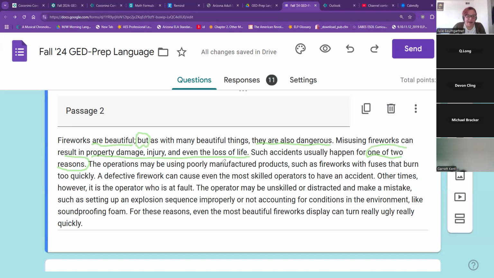And so here, our effect or our result is damage to things and people. Okay. And then we have two clear causes: poorly manufactured products and operator error. Okay.